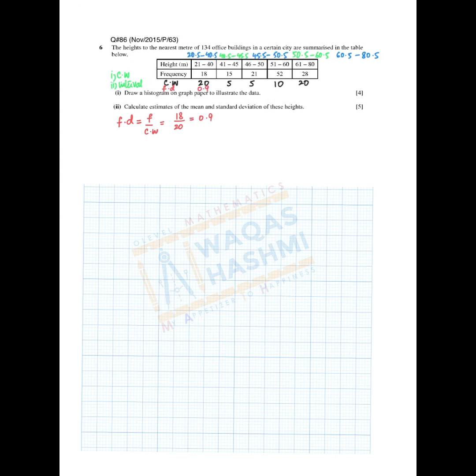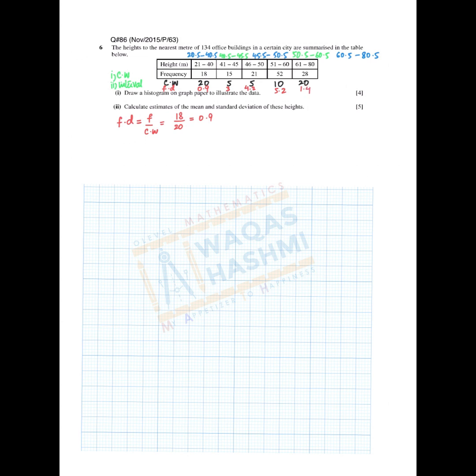We need to find the frequency density of the other columns. So that will be 15 divided by 5, it is 3. After that, 21 divided by 5, it will be 4.2. 52 divided by 10, 5.2. And 28 divided by 20, it will be 1.4.